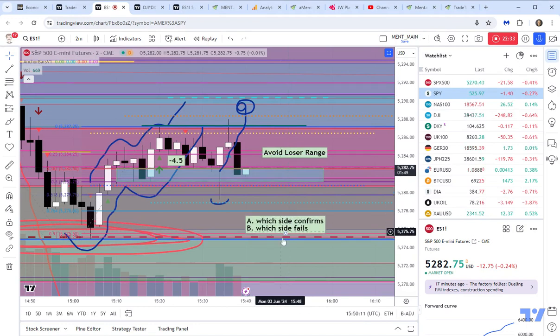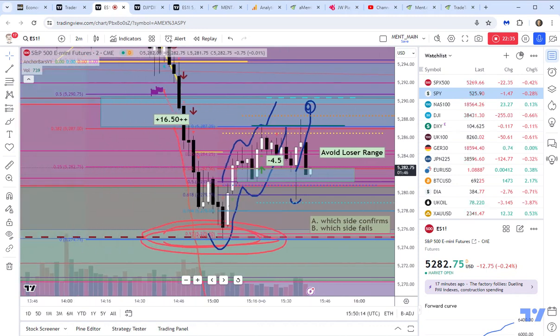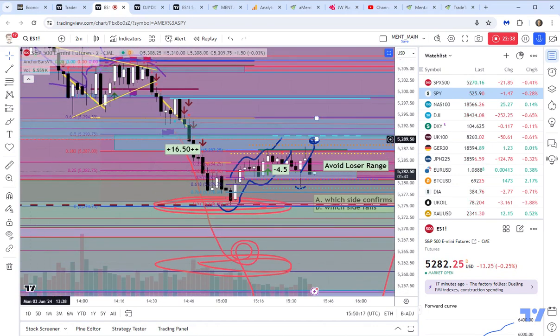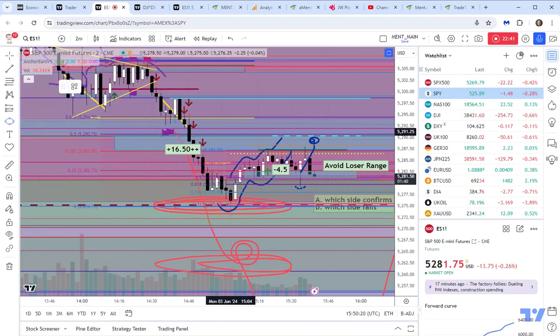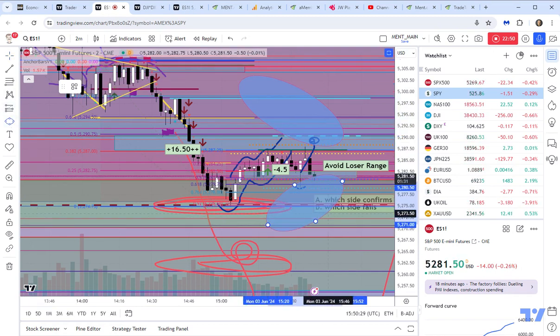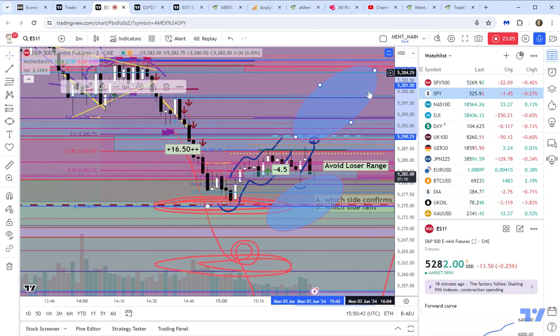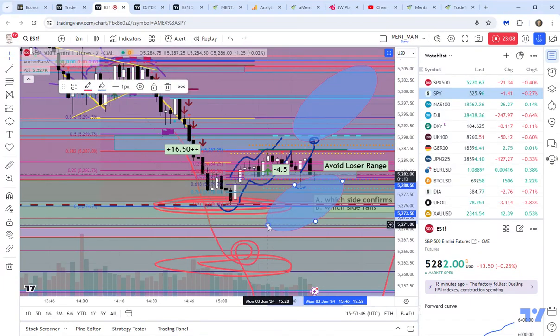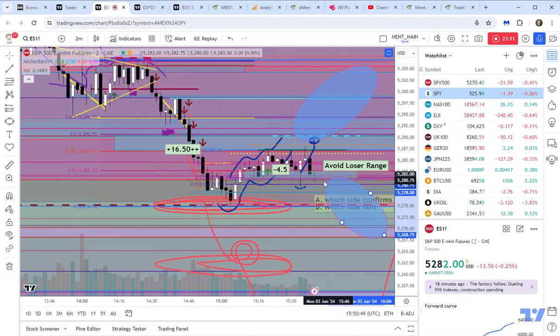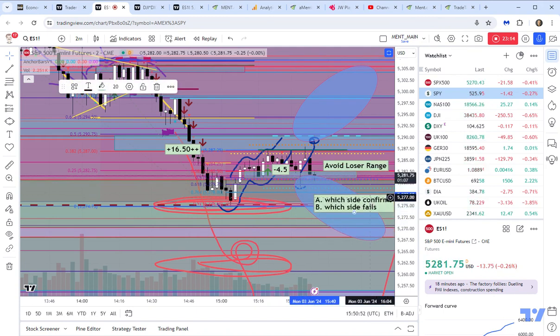Remember that we have, I would say, air, as my friend would say, basically air in this area here. Air is untouched price range, and we have air in this area here. So we could easily move aggressively up into this area, or this area, very quickly. This is where we have air. Okay, so we will see how this plays out.